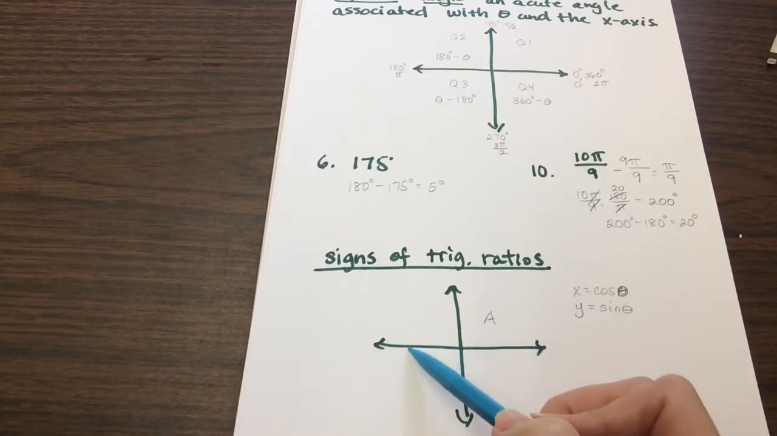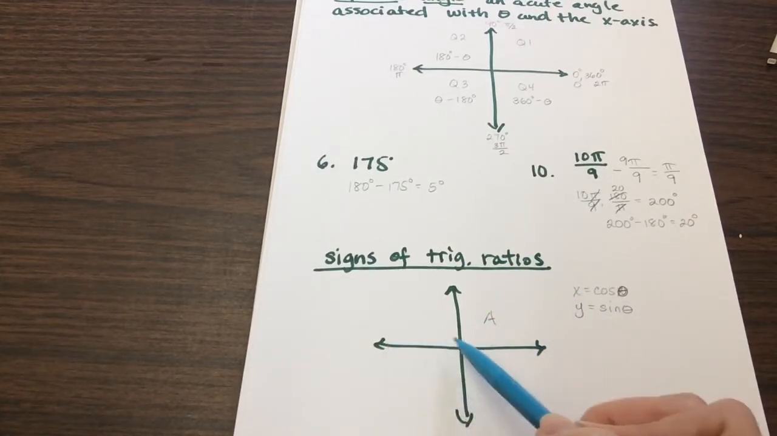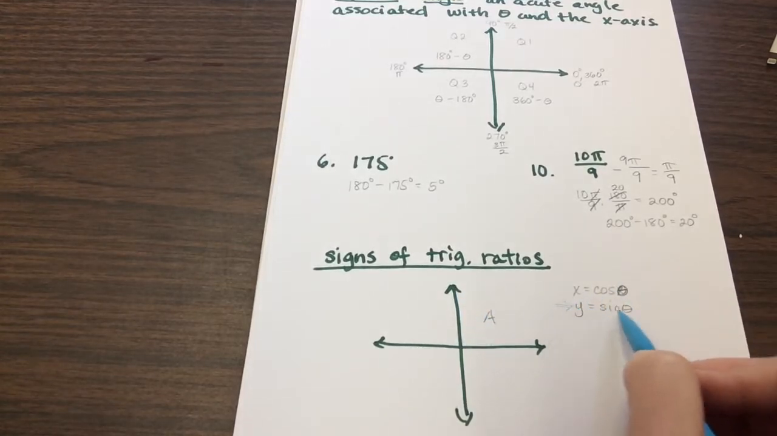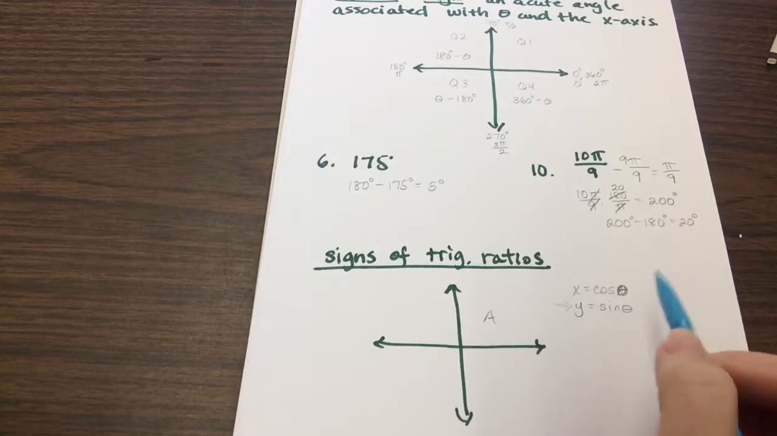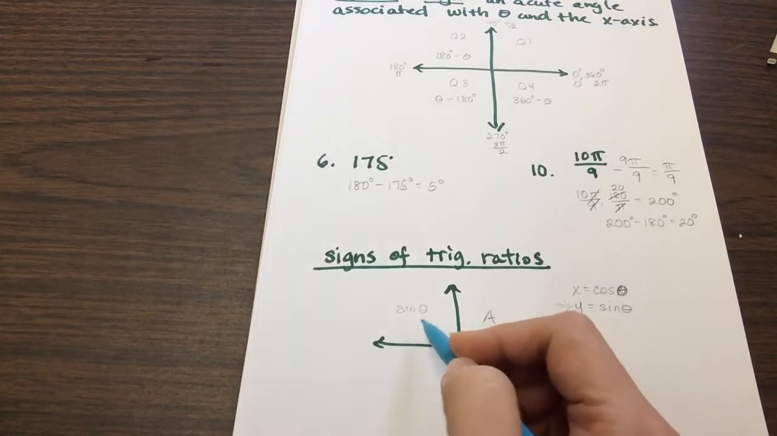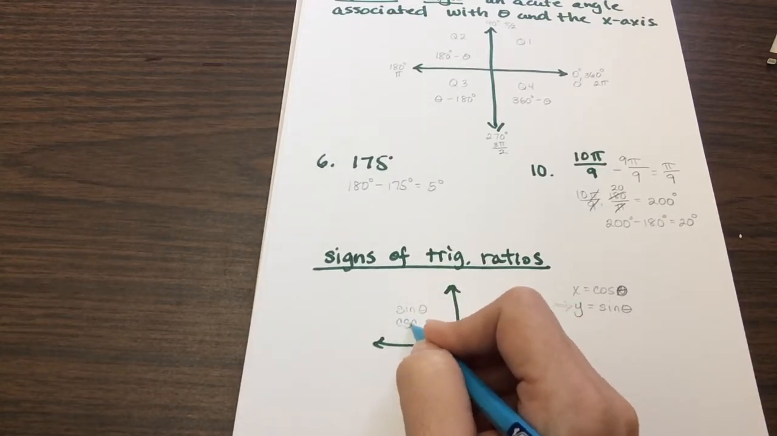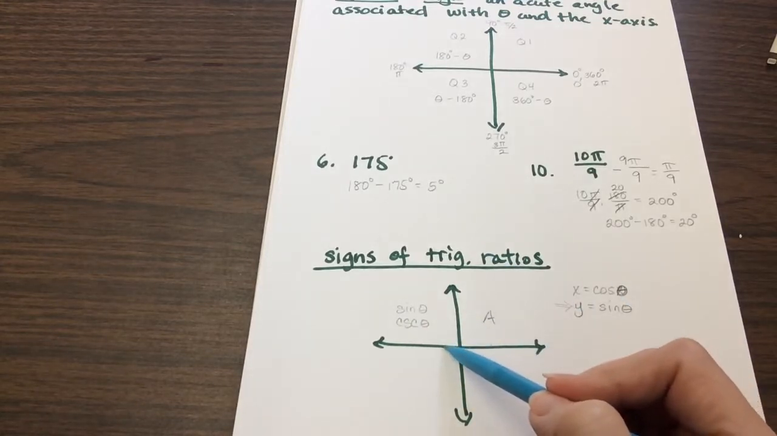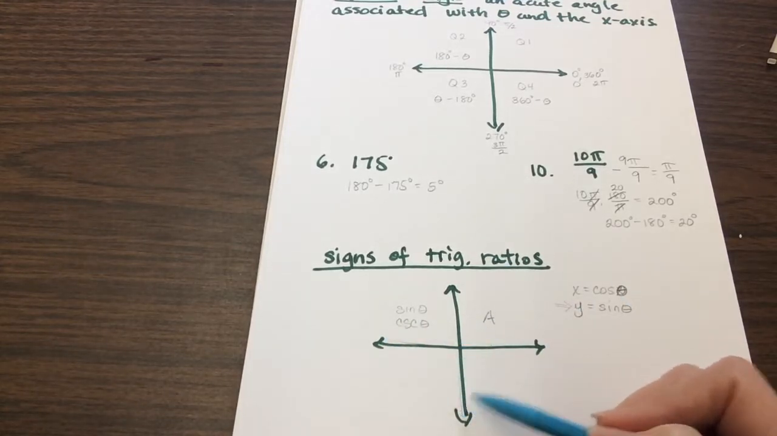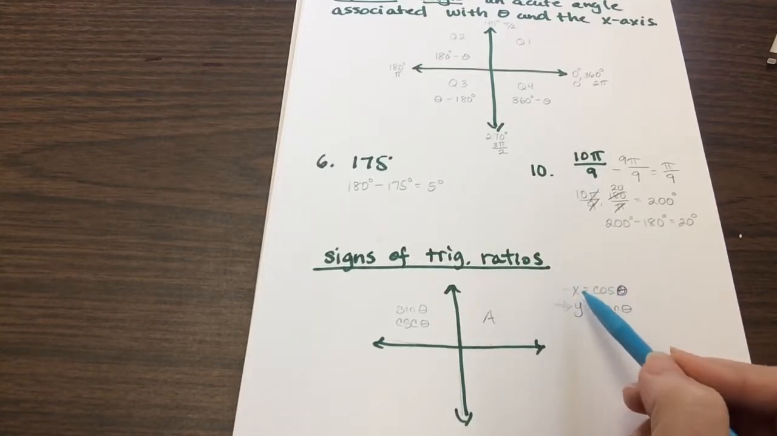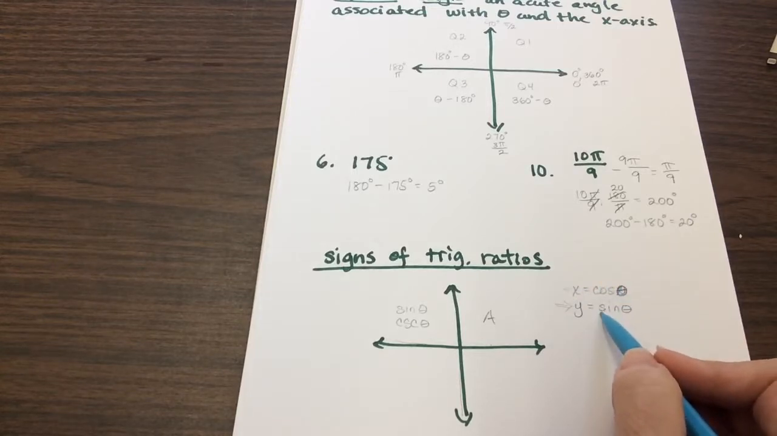Now let's look at the second quadrant. In the second quadrant, x is negative, but y is positive. Y, remember, is sine of theta. So sine of theta is going to be positive in that second quadrant, and its reciprocal, of course, is going to be positive. Alright, in this third quadrant, x is negative, y is negative. X is going to be negative, so cosine is going to be negative. Y is going to be negative, so sine is going to be negative.